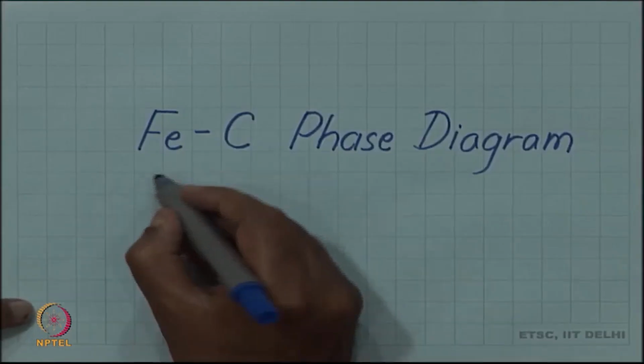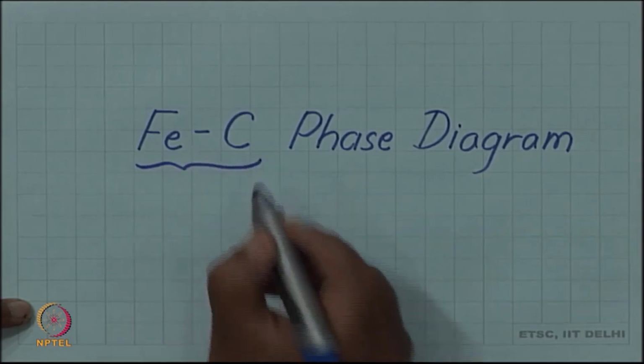Let us look, in conclusion of our phase diagram topic, at one of the most important phase diagrams in engineering, and that is the iron carbon phase diagram. This is probably the last example we will take, and we have to take this because this is a very important engineering phase diagram. I say very important because the iron carbon system is what gives you steel.